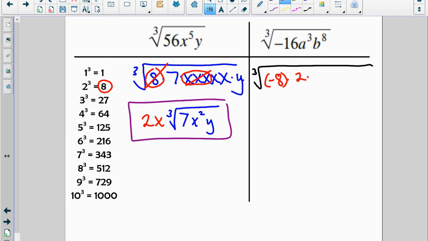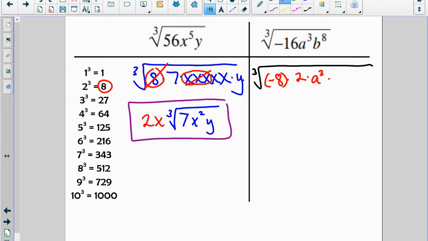All right, and I've got my a's and my b's. And I could write them out. I'm going to run out of space, so it won't look very good. Or I can just keep in mind that if I have 3 of the same variable, I can keep that grouped together as a perfect cube. So a to the 3rd power is a perfect cube.